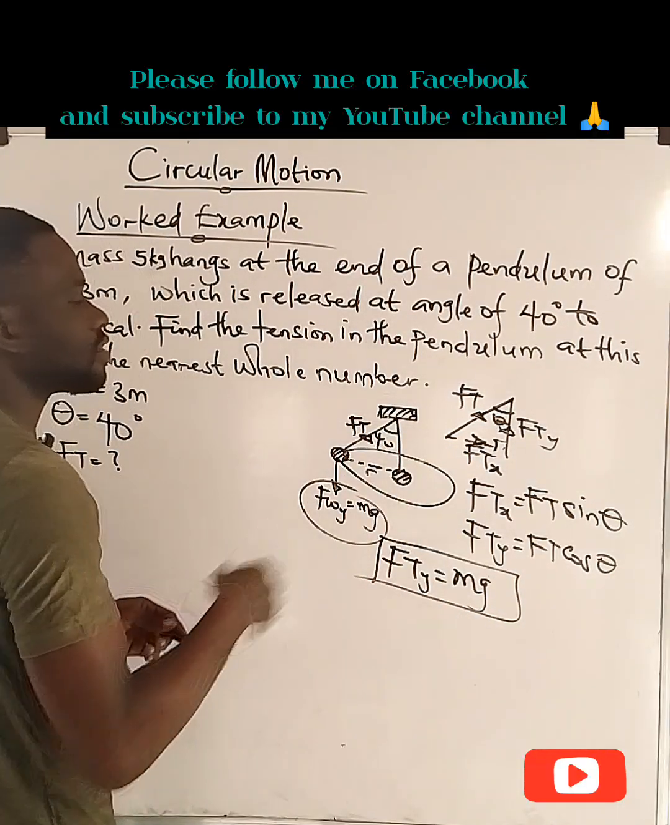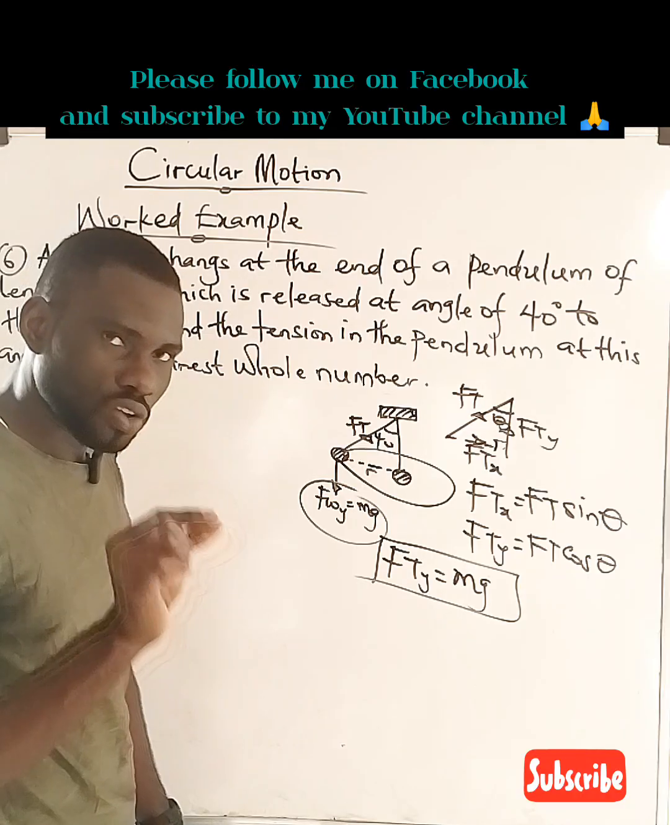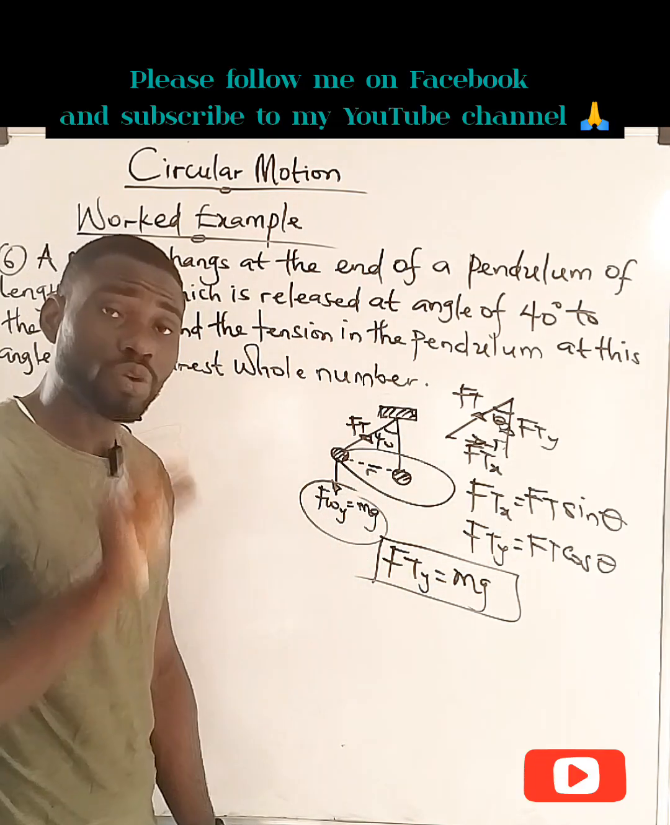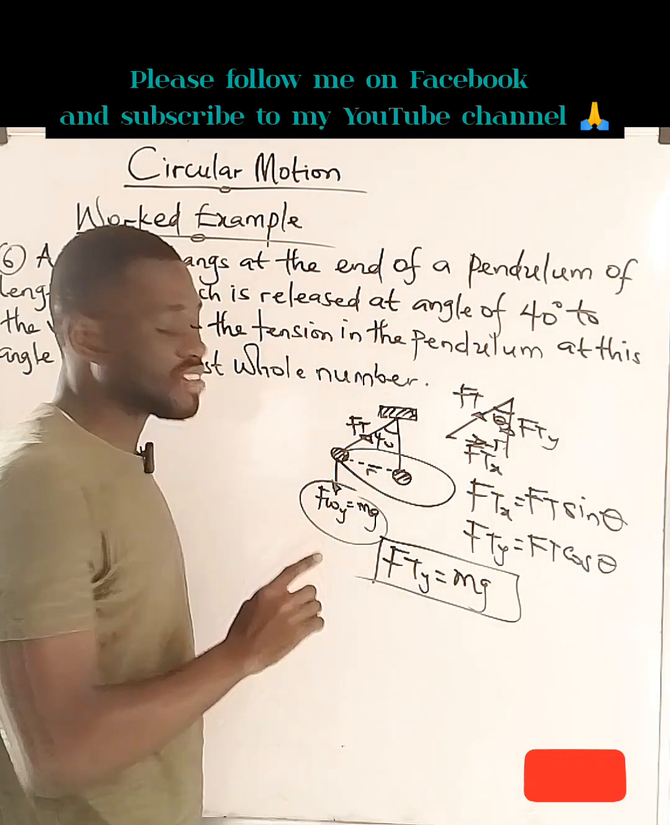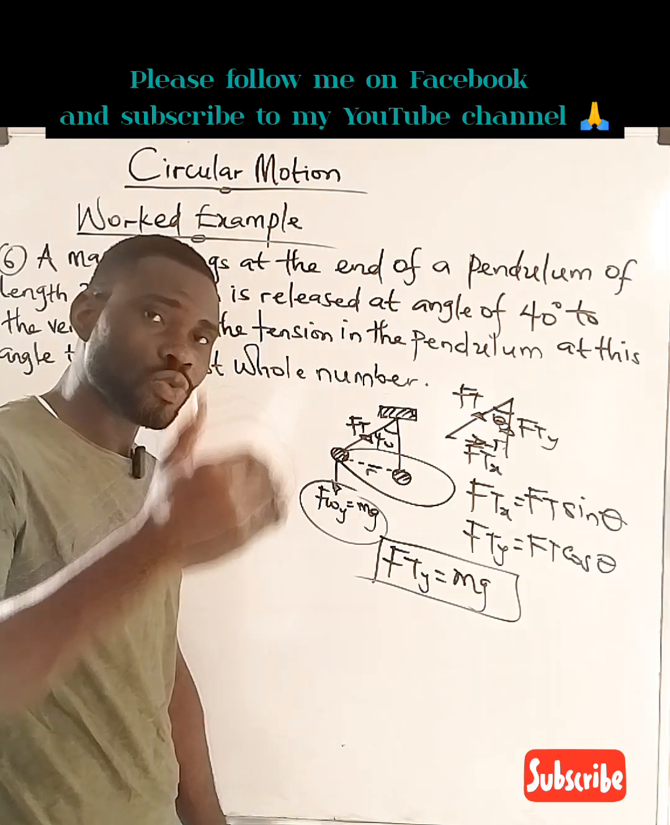Now, when you look at the resolution of forces along the x-axis, there is no other force along the x-axis other than the force of tension. And it's what brings about the circular movement. In short, the force of tension along the x-axis is equal to what we call the centripetal force, which is mass times velocity squared over radius.